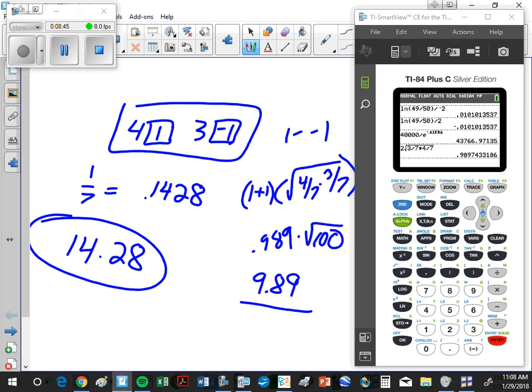So this is the expected value, give or take the SE. So 14.28 plus 9.89, and then 14.28 minus 9.89. If a whole bunch of people played this game 100 times, 2/3 of them will earn between $4 and $24.